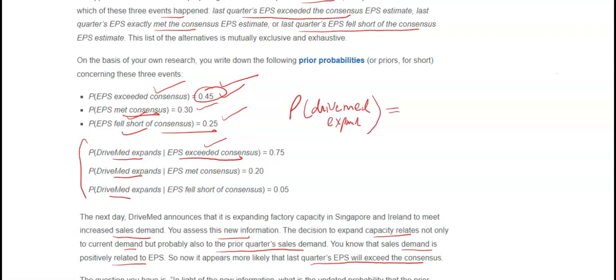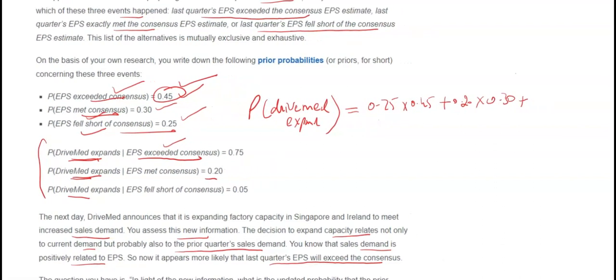First outcome, if EPS exceeded consensus, 45% chance, and if that happens, Drive Med will expand 75%. If EPS met consensus, 30% chance, and in that case the probability is 20%. Plus, if EPS fell short of consensus, 25% chance, and then the probability of Drive Med expand is 0.05. So we will take the total of this. The total probability will be 41%.